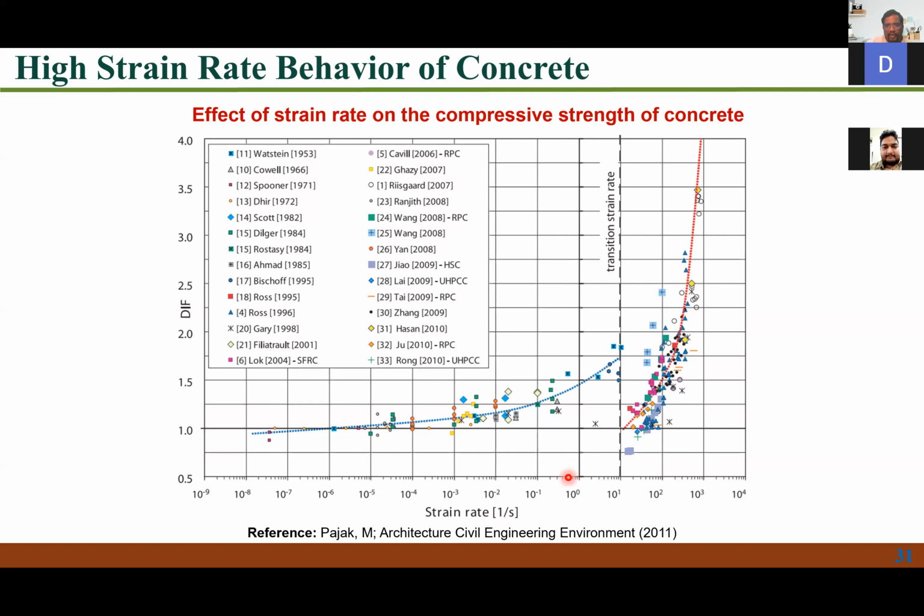The moment I get into the range of strain rate on the order of 10 to the power of 0, that is 1 or 10, you can see that the dynamic increase factor increases to as high as 1.6 or so. At higher strain rates, when you talk about strain rates on the order of 100 or 1000, you can see here that the dynamic increase factor increases rapidly. For a strain rate of 1000, it goes as high as 3.5, 3.6. So the higher the strain rate, the higher will be your dynamic increase factor.